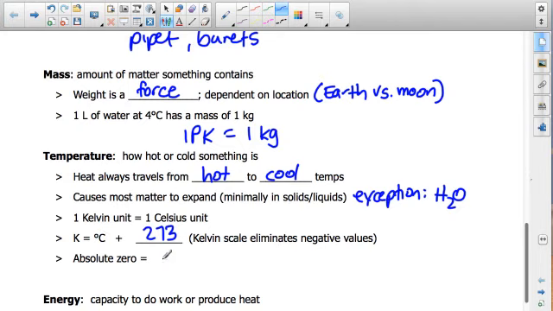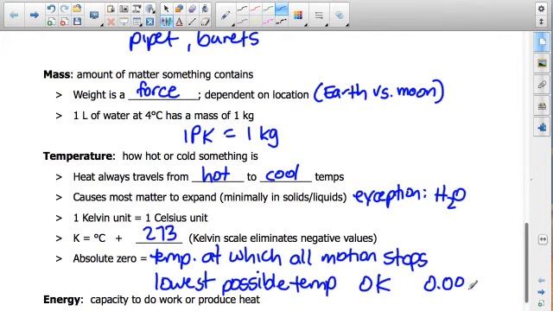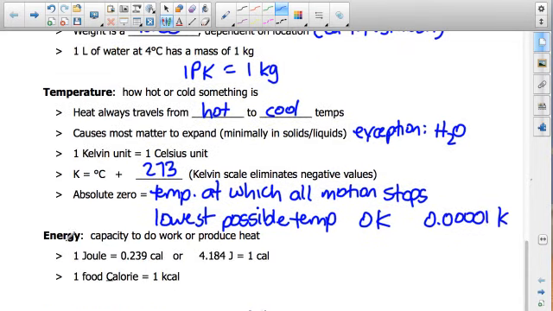Celsius does. Absolute zero is the temperature at which all motion stops. And it's the lowest possible temperature. It's never been achieved, but they've gotten close to like 0.00001 Kelvin in a lab.